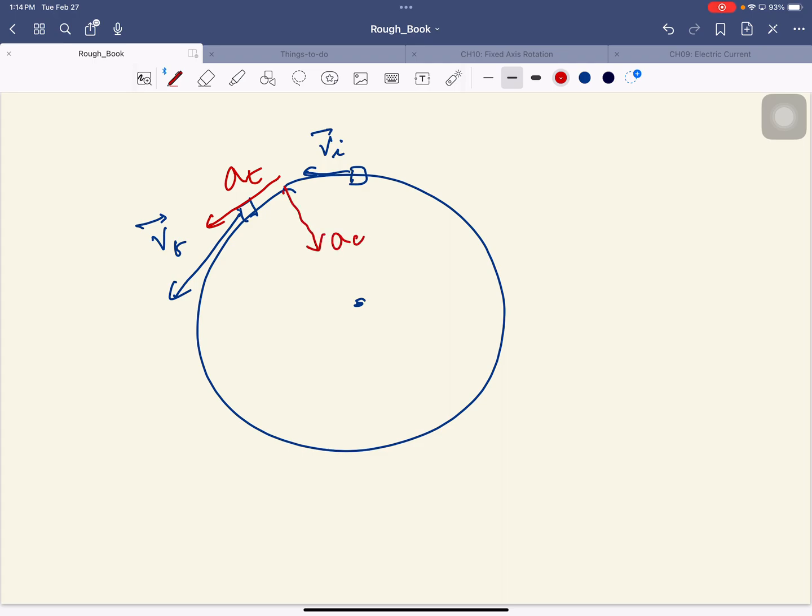Why do you have this? Exactly. In this case, both your magnitude and direction are changing. So this one accounts for the change in speed, the change in magnitude. This one accounts for the change in direction. If you were going around a circular road at constant speed, what would this one be? Zero. Very good. Do you guys understand that?